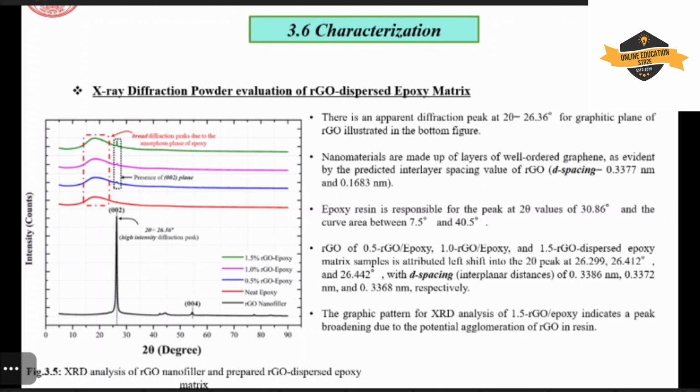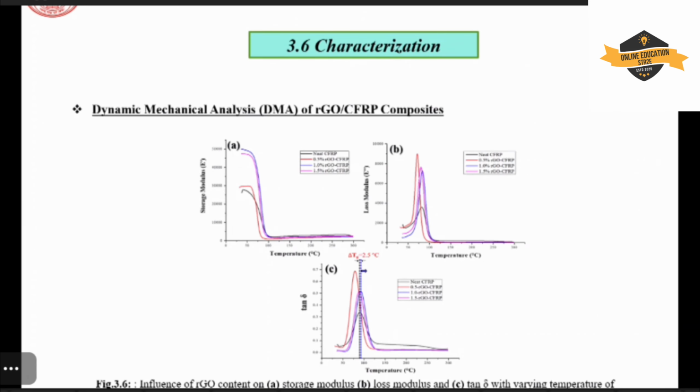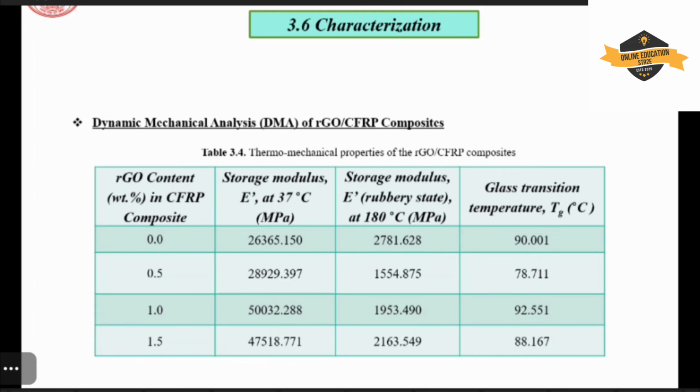Then further, we have performed XRD, in which we have studied the internal structure, also known as the D-spacing between the material. This shows different peaks which confirm the presence of this reduced form of graphene oxide. Further, we have performed this DMA test. So these are some of the advanced testing which we have performed.